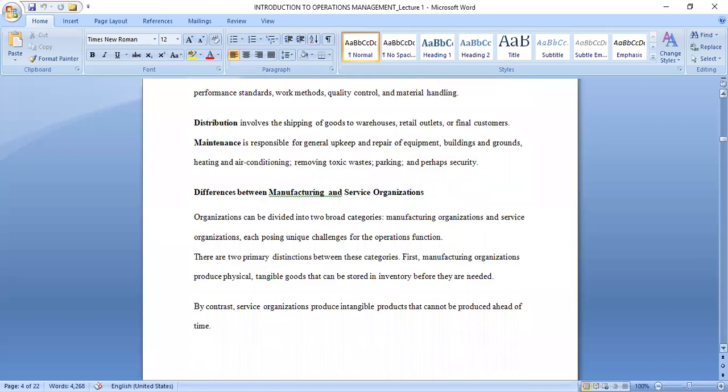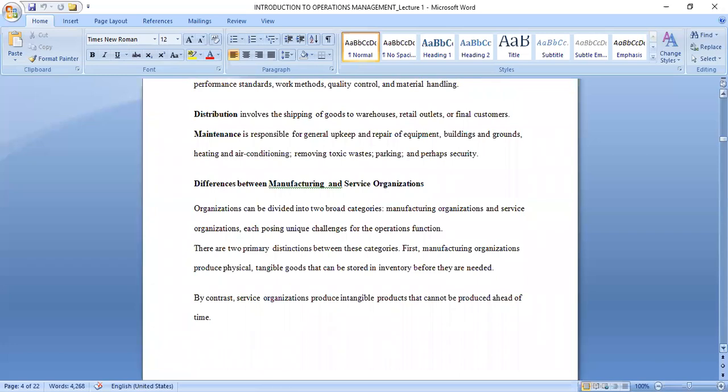Then we have distribution. Distribution involves shipping or transporting these goods to the final consumer, transporting them to warehouses. Warehouses are like stores where these goods are put in a particular location, and from there they are supplied to the final users or the customers. And then distribution also involves transporting these goods to the retail outlets, retail shops, for example, or directly to the final customers.